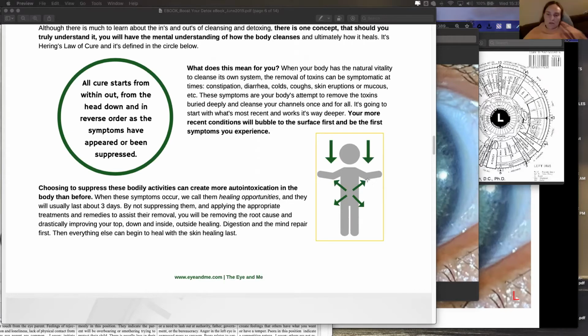Then, if we look over here, okay, hold on, I read this kind of weird. Let me reread it the way I wrote it in here. All cure starts from within out, okay? From the head down, and in reverse order as the symptoms have appeared or been suppressed. So basically what this is saying is the skin is the very last organ to heal.